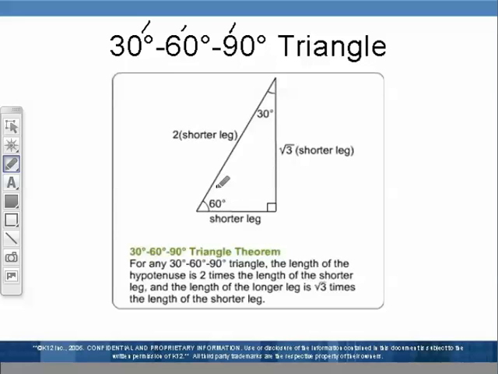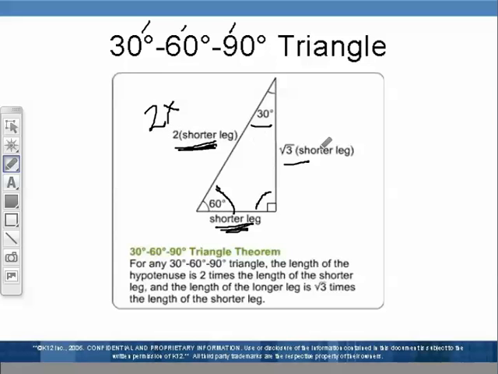Well, we know that the biggest angle, this one, is opposite the biggest side. We know that the next biggest angle is opposite the next biggest side, and the smallest angle is opposite the shortest side. But there's a relationship between these sides. And the way it works is, this is the shortest side. The hypotenuse is always 2 times bigger.